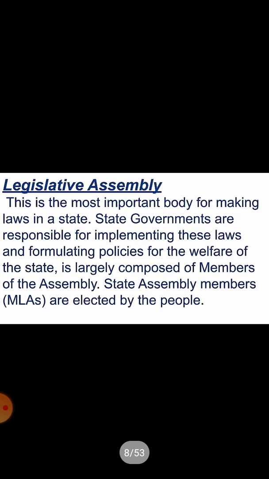Legislative Assembly. This is the most important body for making laws of the state. State governments are responsible for implementing these laws and formulating policies for the welfare of the state, and are largely composed of members of the assembly. State assembly members, MLAs, are elected by the people. So members of legislative assemblies are elected by the people, and they are responsible for implementing and also formulating the laws for the state.